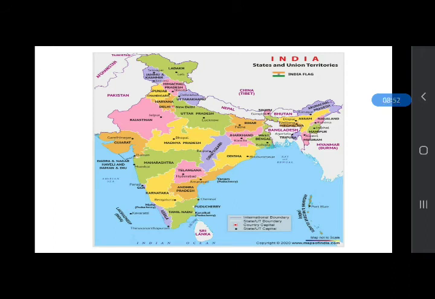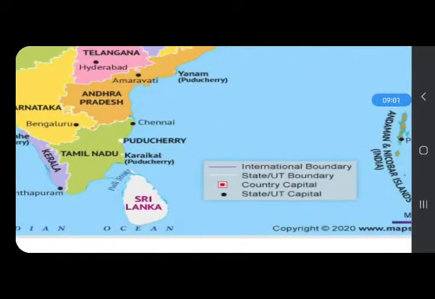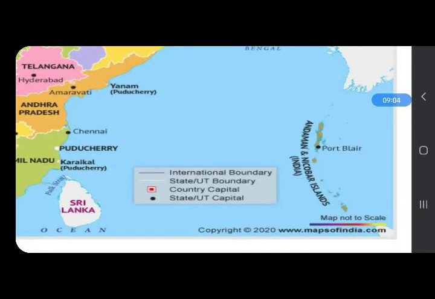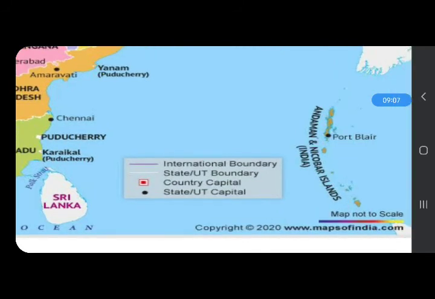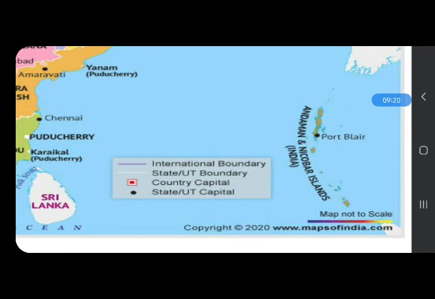And how can we identify which symbol shows which things? So we can find it here. On the right and bottom side, here we can see 4 types of symbols. Purple line means international boundary. White line means state or union territory boundary, and a red square with a square outline is a symbol of country capital, and a black dot is the symbol of state or union territory capitals.